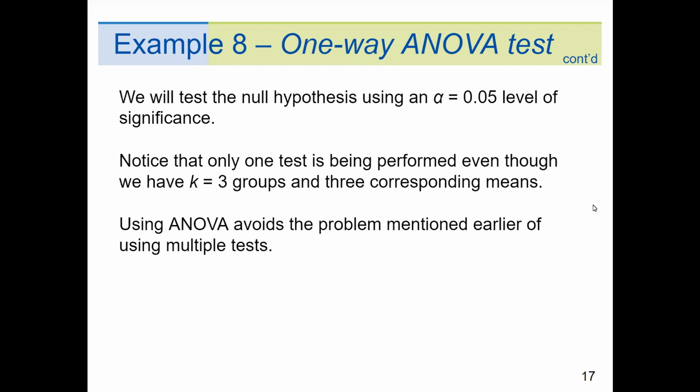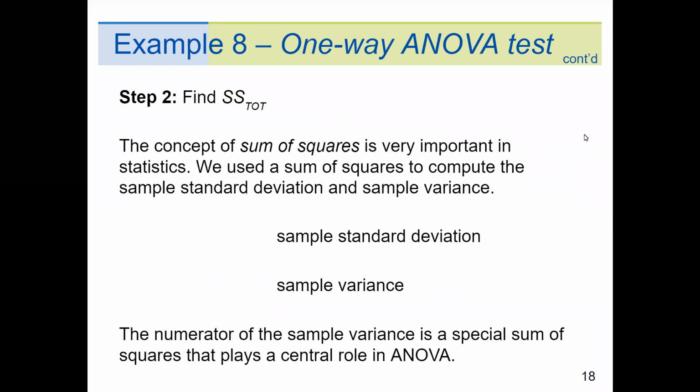We will test the null hypothesis using alpha equal to 0.05 level of significance. Notice that only one test is being performed, even though we have K equals 3 groups and 3 corresponding means. Using ANOVA avoids the problem mentioned earlier about using multiple tests.